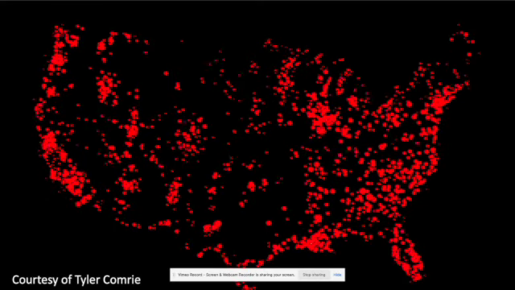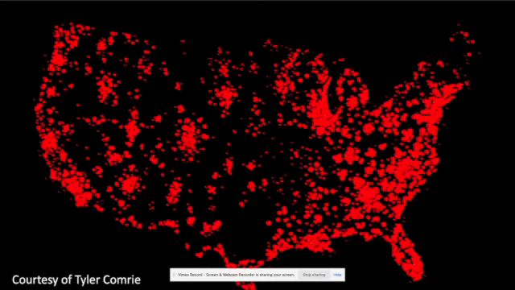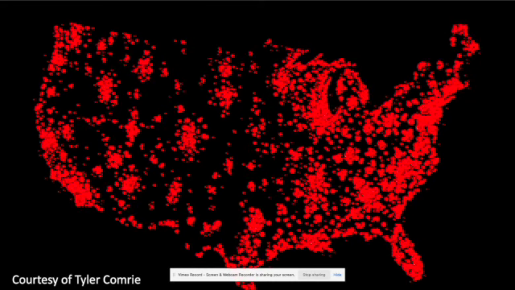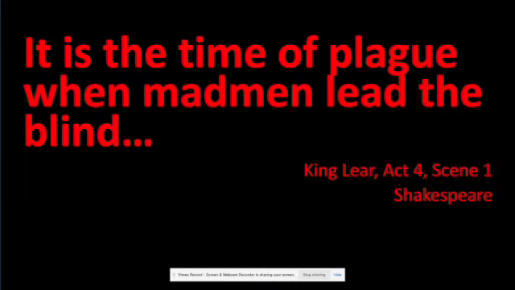We see behind us the spread of COVID in the first couple months of the pandemic. It was inexorable, it was broad spread, it was predictable. Also, it mirrors what could happen with any pandemic. And I assure you, this is not the only pandemic we're going to see. Looking at Shakespeare and King Lear, we hear that it is a time of plague when madmen lead the blind, and it's never been more true than it is now.